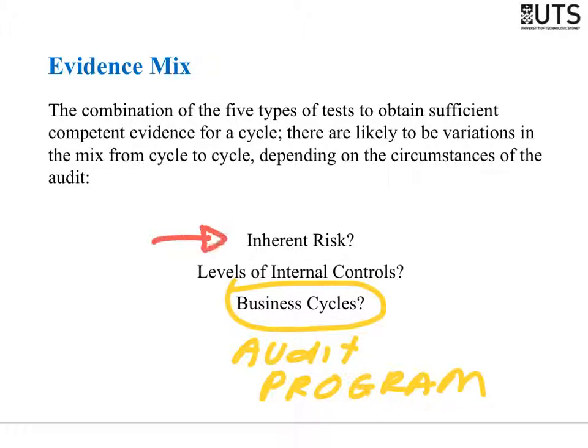Now, what determines this combination is two main things, and you know this because we've gone through it. What will determine is the level of inherent risk. The higher the inherent risk, the more detailed testing you want to do. Remember what that is. The higher the inherent risk, the more substantive testing you would do, because that's the detailed one. Level of internal controls. The better the controls, the more controls testing you would do. It's a very logical link, and it comes back to what I was saying before.